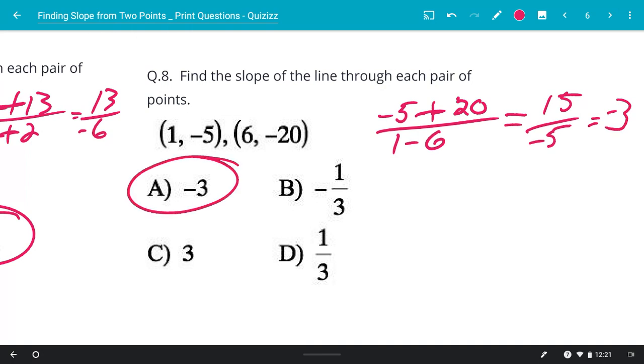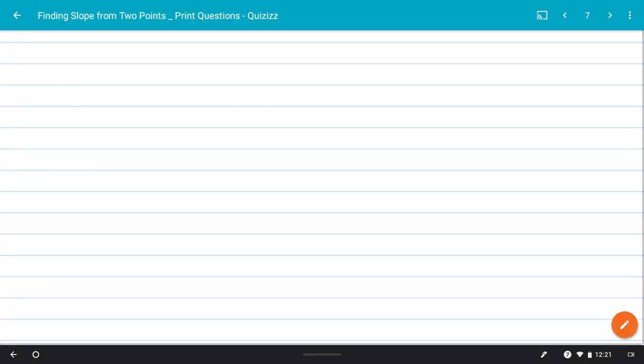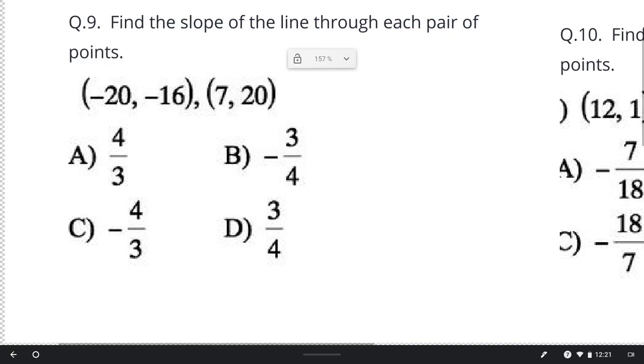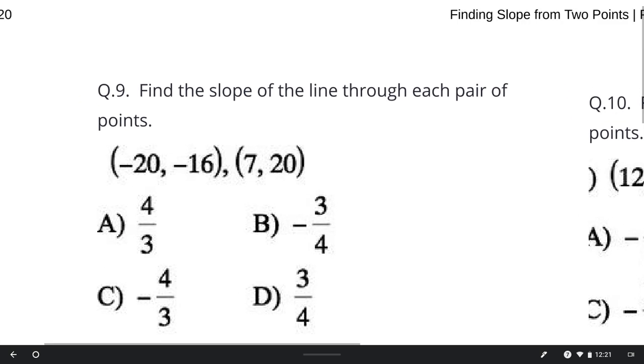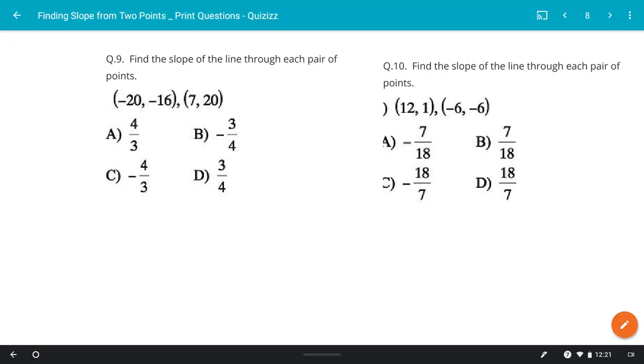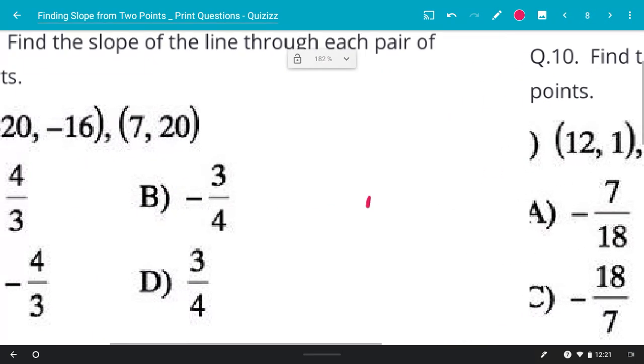Last two. Again, working quickly. Number 9, I got 20. Come on. There we go. Let's try that again.